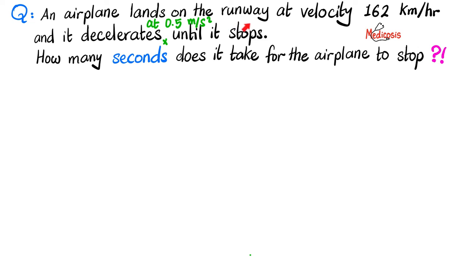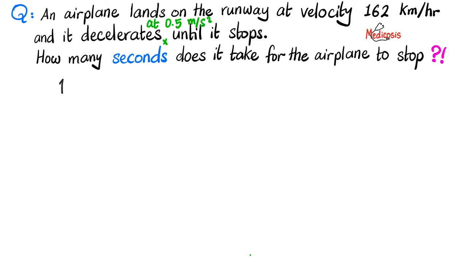An airplane lands on a runway at a velocity of 162 kilometers per hour and it decelerates uniformly at 0.5 meters per second squared until it stops. How many seconds does it take for the airplane to stop? Please pause and try to answer this yourself. Okay, I don't like this, kilometers per hour and seconds. So let's change kilometers per hour into meters per second.